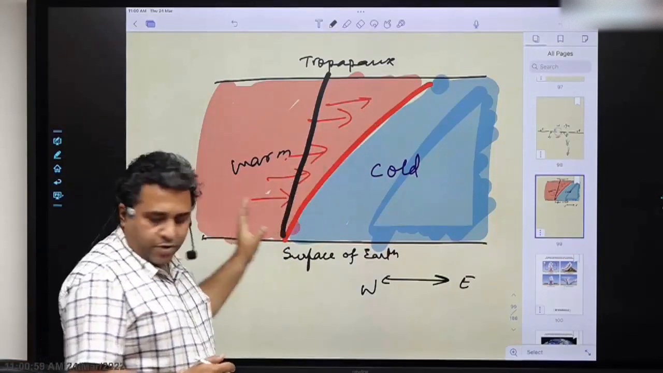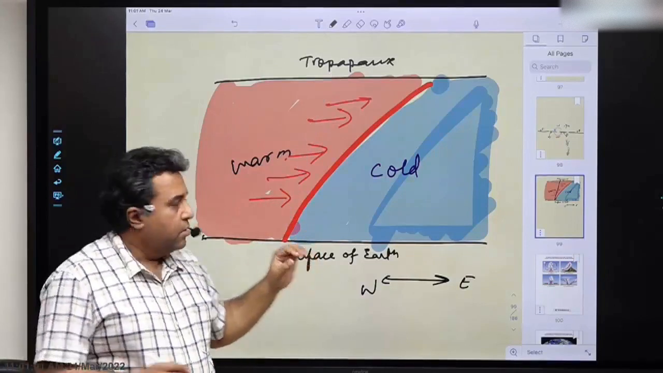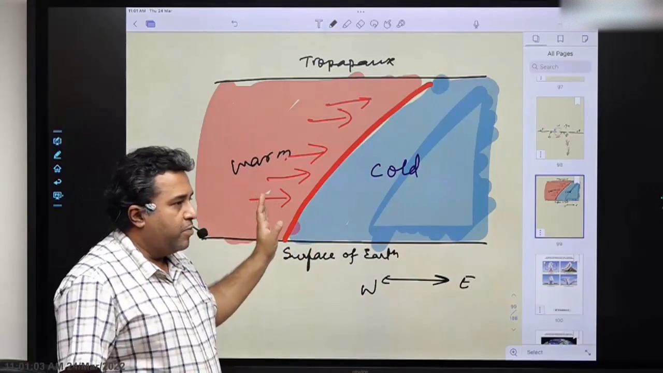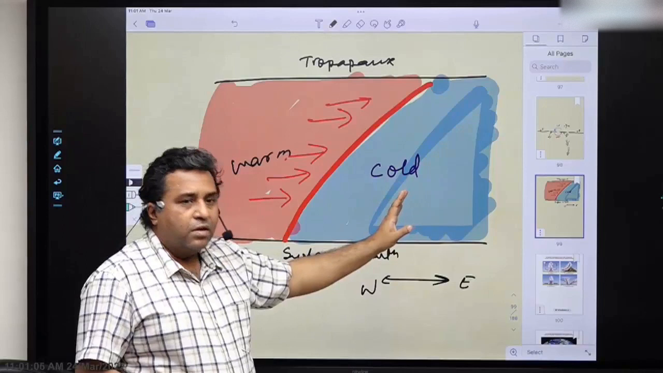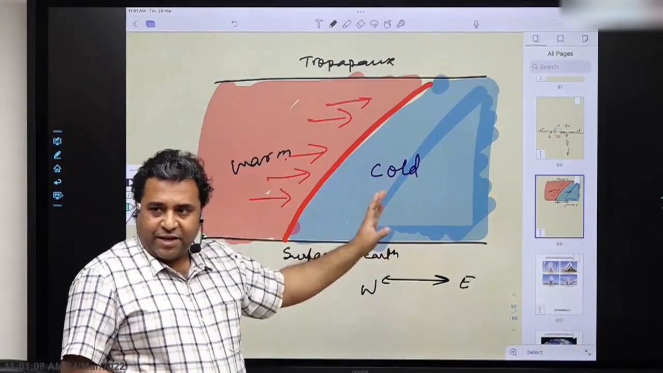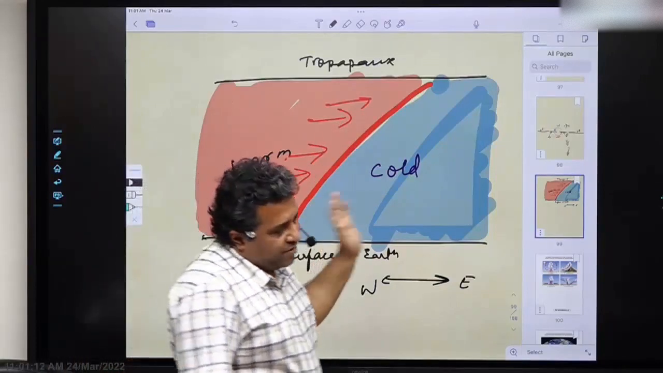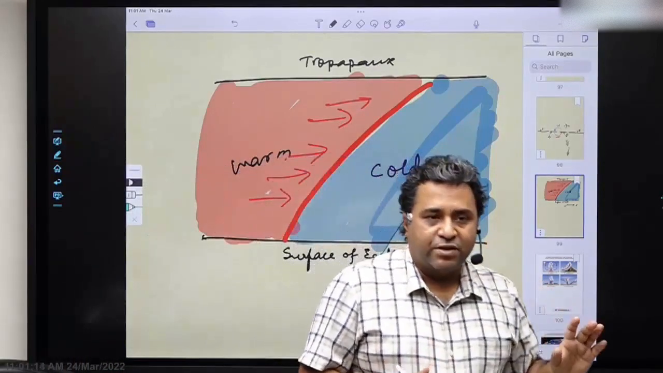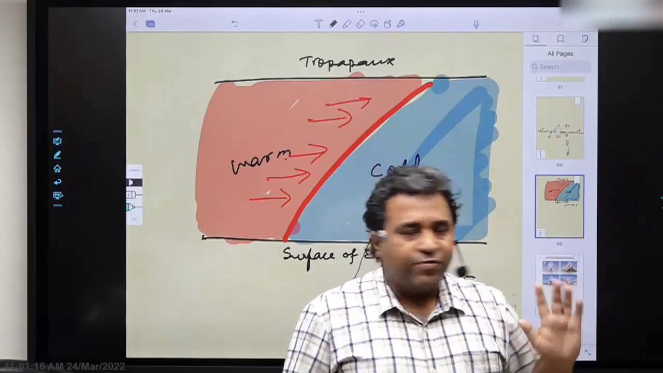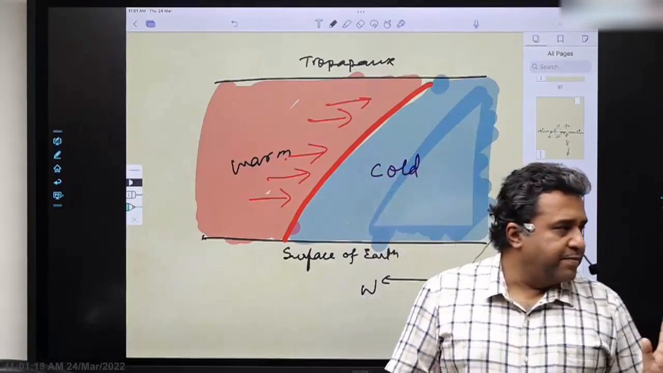So what will happen? Basically, the warm air will not be able to push the whole cold air mass easily, so it will tend to bend it and move over it. It's not that it will not move it, it will move it, but it will not easily move it. So part of it will go up and part of it will push. आ रहा है समझ में? ठीक है.